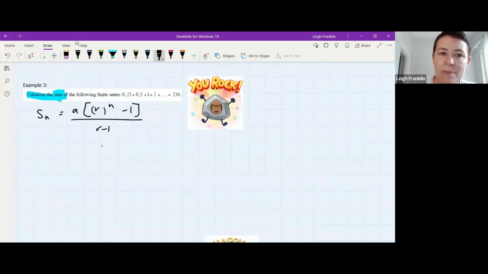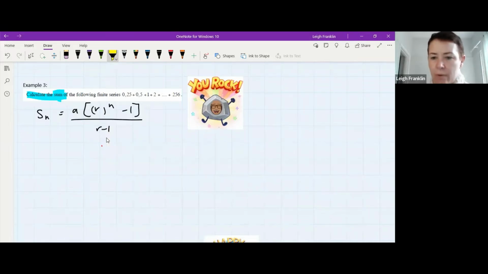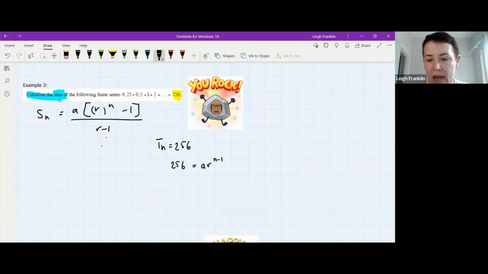So now they've given me some information to help me calculate what n is. What information have they given me? What can I use to help me calculate n so I can answer the question by calculating Sn? The last term. Exactly. They gave me the nth term of the pattern. So in other words, what they've told us is that Tn is equal to 256. So 256 is equal to a r to the n minus 1.